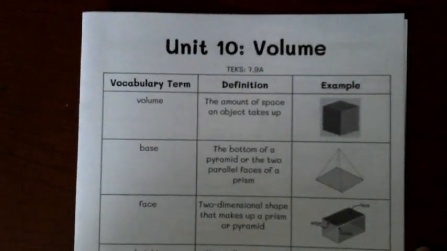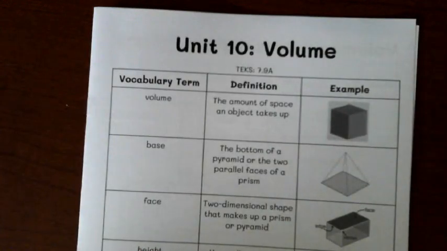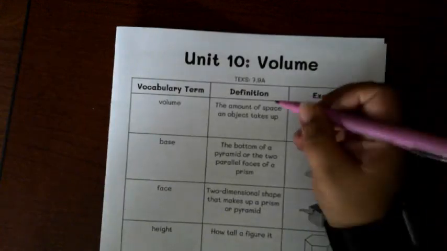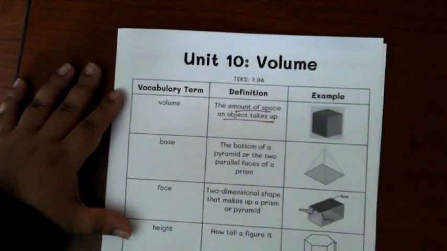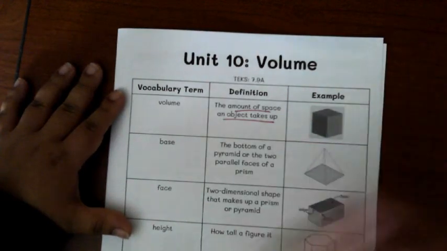Hello friends, so today we are going to go over Unit 10 volume. Let's go ahead and go over the vocabulary. So here, the first word we have is volume. It is the amount of space that the object takes up. Okay, so it's everything that's inside of the cube.